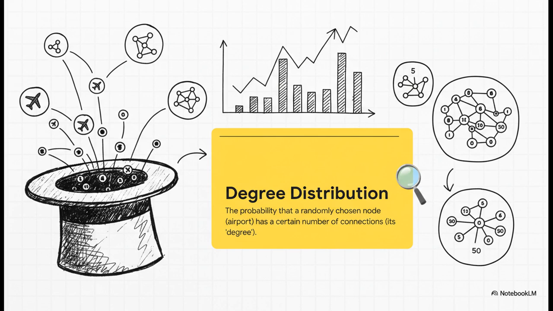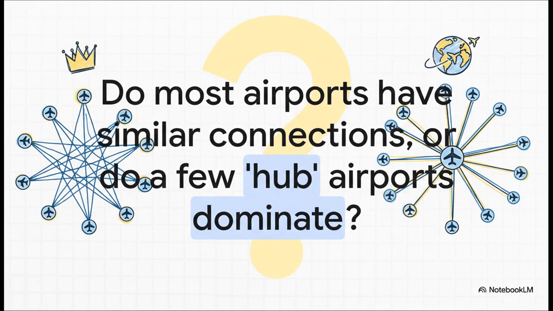Just imagine you wrote the name of all 79 airports on slips of paper and threw them in a hat. The degree distribution just tells you the odds of pulling out an airport that has, say, only 5 connections versus pulling out one with 50. And this leads us to a really fundamental question about how the network is designed. Is it a democracy, where most airports have about the same number of routes? Or is it a monarchy, where you have a few massive hub airports that completely dominate and connect everyone else?